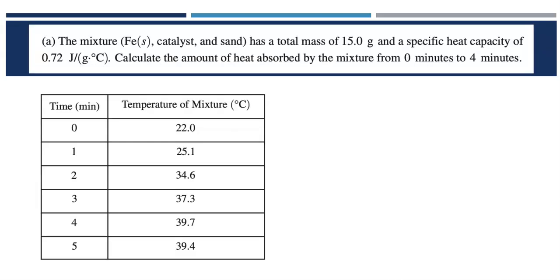The mixture of the solid iron, the catalyst, and the sand has a total mass of 15.0 grams and a specific heat capacity of 0.72 joules per gram per degree Celsius. Calculate the amount of heat absorbed by the mixture from 0 minutes to 4 minutes. So we've got a heat change that's Q equals mc delta T. That's the equation that we need to use here, where m is the mass of the mixture, C is the specific heat of the mixture, and delta T would be the temperature change for the first 4 minutes.